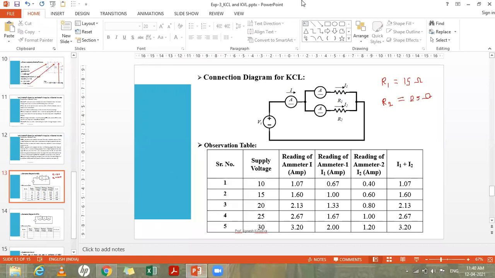Okay, now let me show you the video of KCL in which you can find the practical setup. Then we will move towards Kirchhoff's voltage law. Okay.